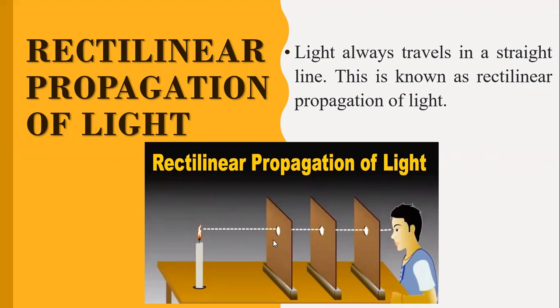As you can see in the picture also, the child can see the candle only if the cardboard holes are placed in a straight line. If I place this second cardboard slightly towards the right hand side, then the child will not be able to see the light because there will be a blockage, right? Because the light cannot travel in zigzag form. It can only travel in a straight line.